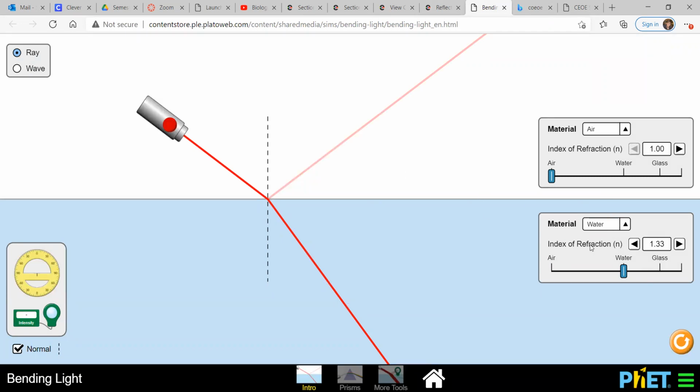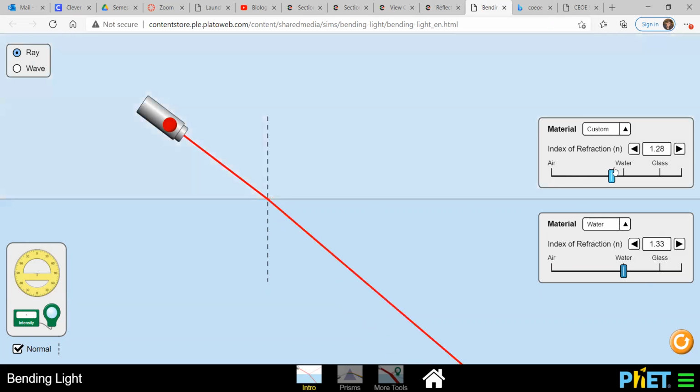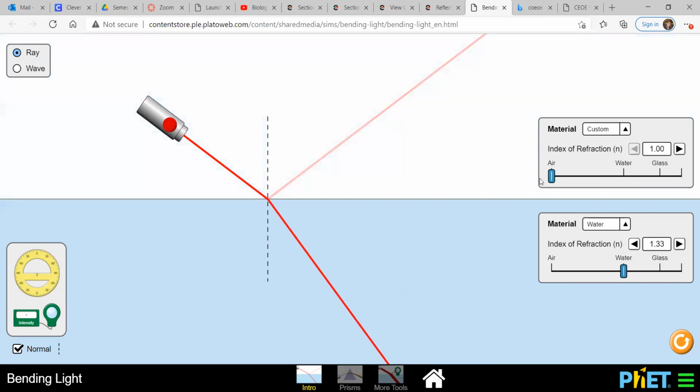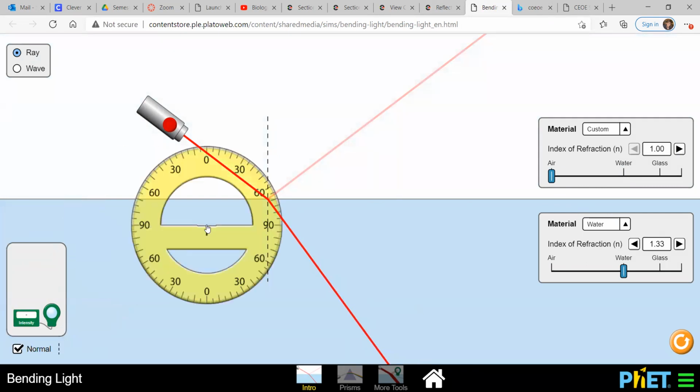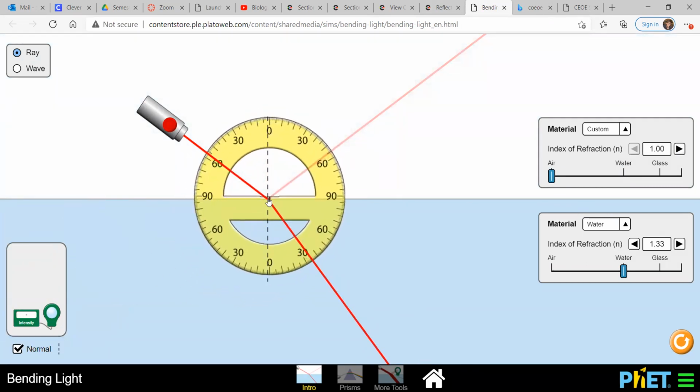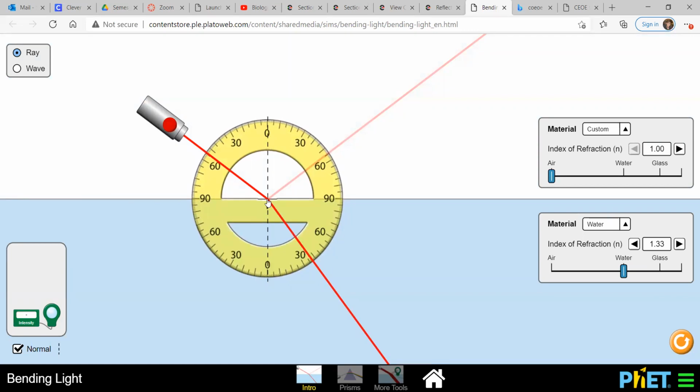If you look here, the index of refraction is 1. The index of refraction in the water is 1.33. And if you look at this, the angles are a little different.